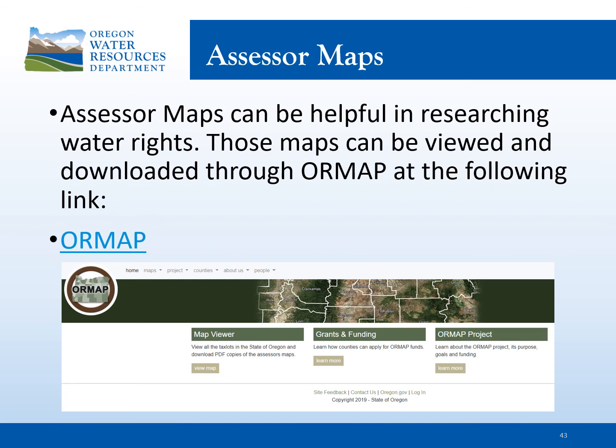In many cases, it is helpful to check an assessor map in order to locate properties. The ORMAP link will take you to a page that contains assessor's maps for each county in the state.